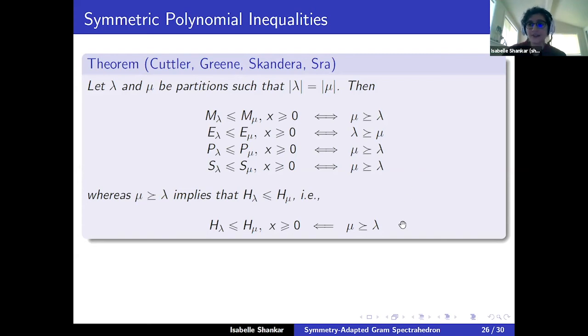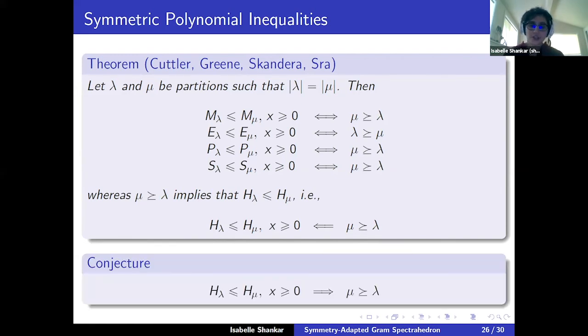And one direction is true for the complete homogeneous symmetric polynomials. That is, if partition dominance holds, so if mu dominates lambda, then this inequality will hold. We'll have h mu greater than or equal to h lambda on the non-negative orthant. And Cutler, Green, and Scandera conjectured that the other direction held as well. That was in a 2011 paper.